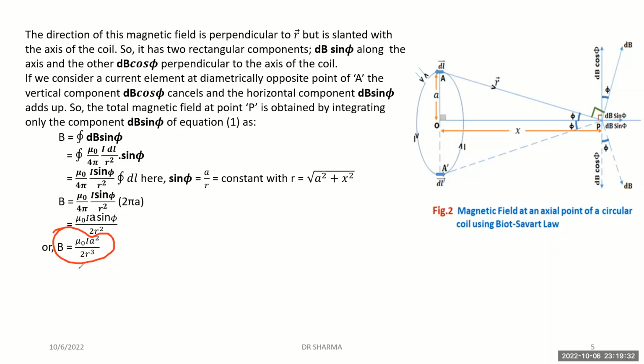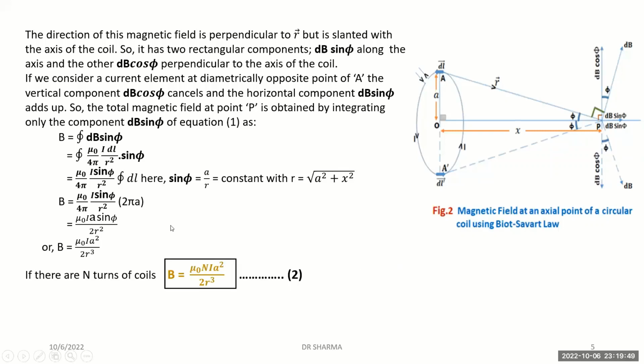is also true for a coil of single turn, but in practice a coil has a large number of turns. So if the coil contains n turns, then the total magnetic field is obtained by multiplying it with the number n, as B is equal to mu naught n I a square upon 2r cube. Remember, r is root under a square plus x square.